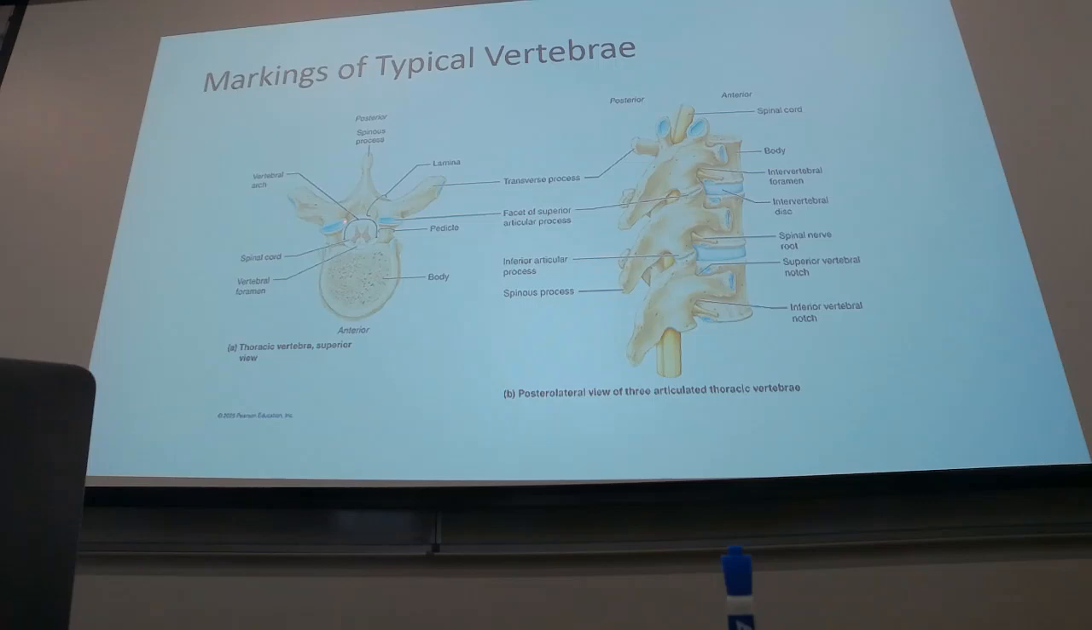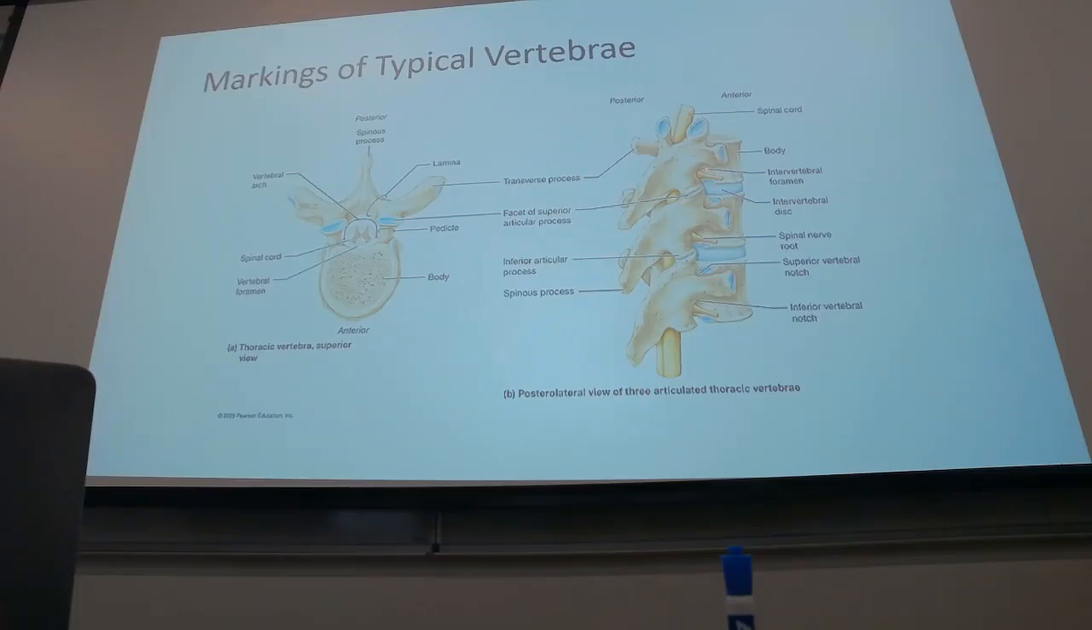Now, since this is the superior view, you can see this facet for articulation for the next vertebrae, the adjacent superior vertebrae. This is the facet of the superior articular process, which, if you see it in the angle view, articulates with the facet of the inferior articular process, which is this. So you can connect this top vertebrae to this lower vertebrae so that you can do this type of movement, flexion, extension of your trunk.